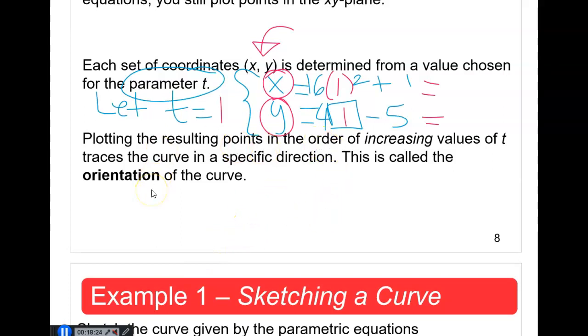And it's also important to notice that since we're talking about time, t equals 1 will be after t equals 0. And so that also tells us the specific direction in which the curve is moving. And that is what we refer to as the orientation of the curve.